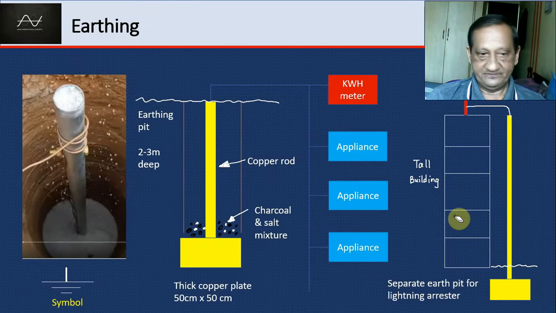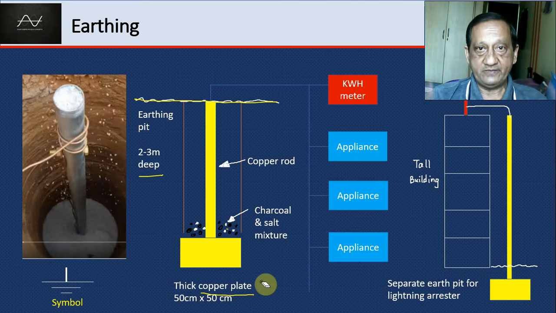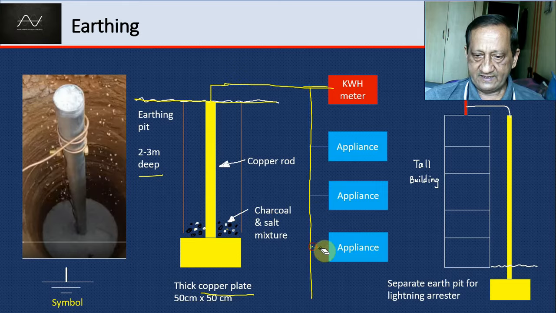Finally, earthing. There are pictures like this. We make an earthing pit. We dig some 2-3 meters deep. We take a copper rod, which is a very good conductor. Then we put a big copper plate, put a charcoal and salt mixture here, put some water also so that there's good conductivity here. There's a very thick copper plate here. Thick copper plate means large current carrying capacity. And then from here copper wire is taken to the kWh meter and to various appliances. All the high power appliances will have their outer bodies earthed.